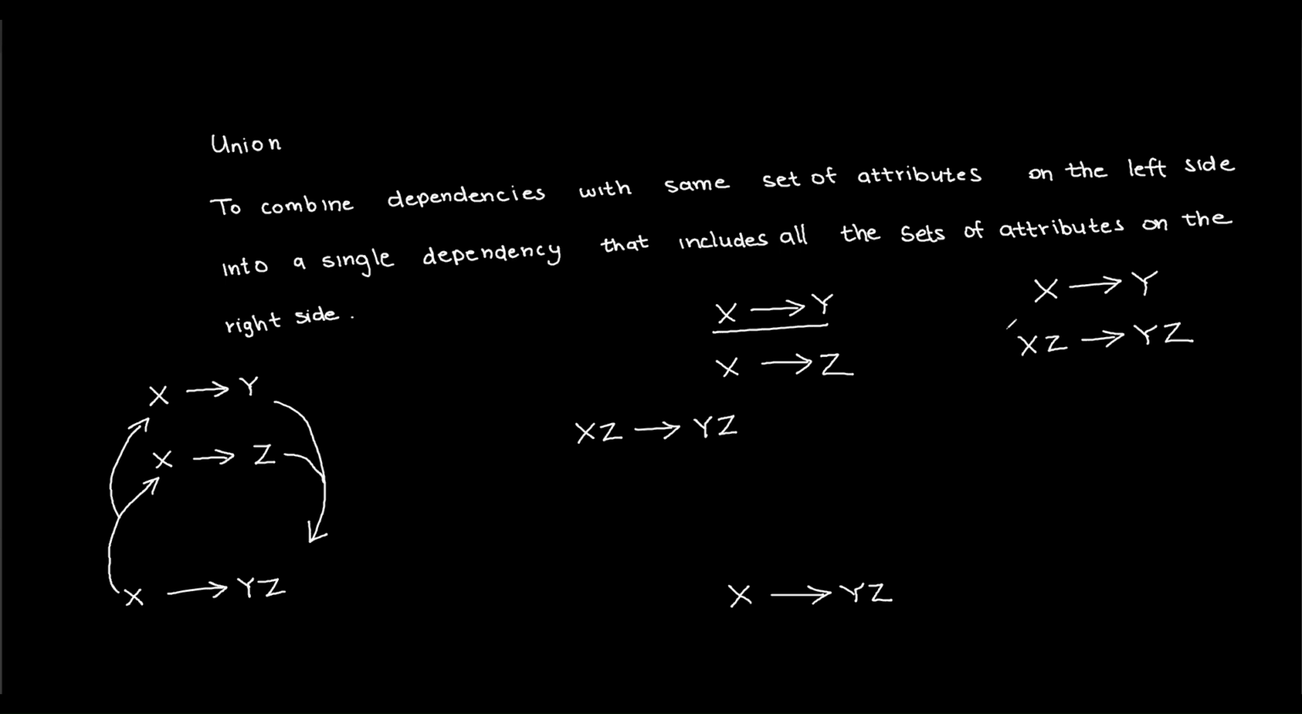xz functionally determines yz. What am I doing? I'm augmenting the set of attributes z to both sides. This is the basic one that we have. Now we have come up with something different. Now the right side is set. No worries. Now we have to try and make xz into x. That's the idea. Okay. Now let's see what can we do.